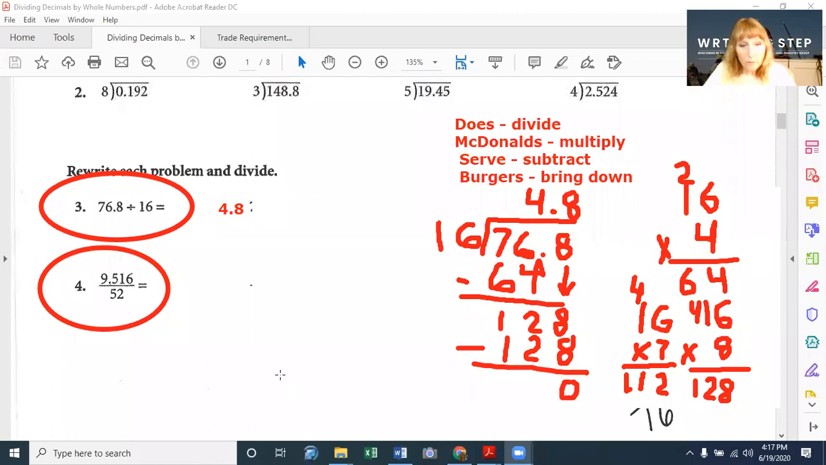Now let's look at number 4. I think I got a little bit of room here. I can do that one. I'll just do that in a different color. We can make a nice straight line this time like this. And we have 9.516 divided by 52. So the top number always goes on the inside. 9.516 divided by 52.